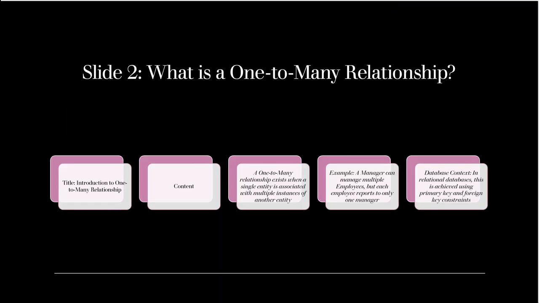In simple terms, a one-to-many relationship happens when one entity is linked to multiple other entities. For example, think about the relationship between a manager and employees. A manager can oversee many employees, but each employee reports to only one manager. This is what we call a one-to-many relationship. In the database world, this is typically established with primary keys and foreign key constraints. But in Entity Framework Core, we will use different tools to handle this relationship.